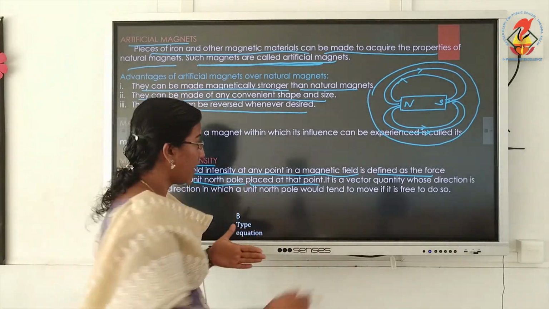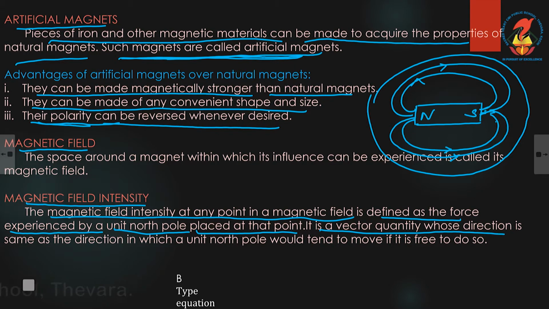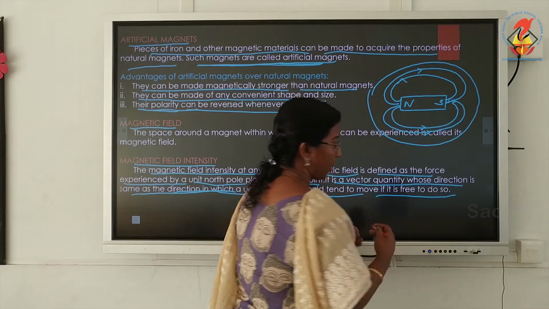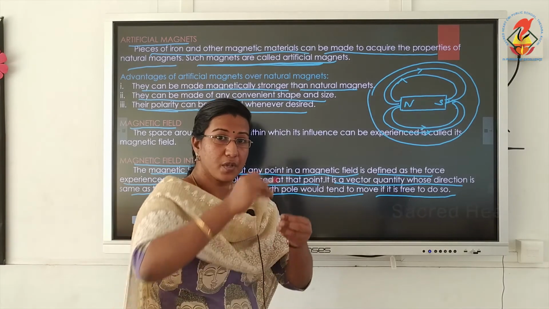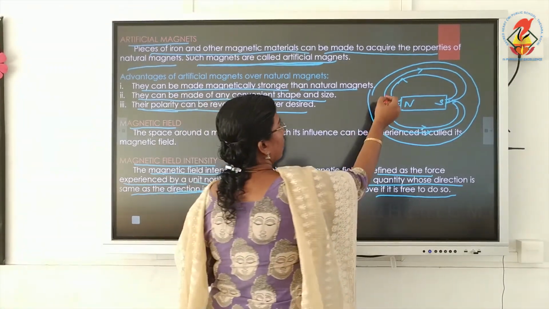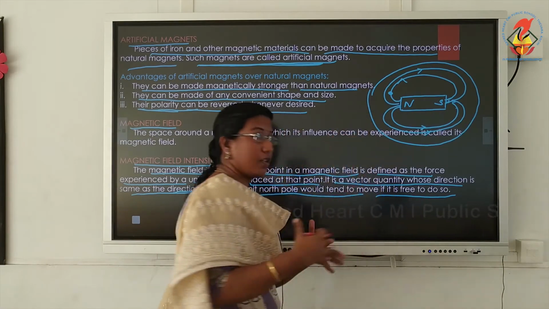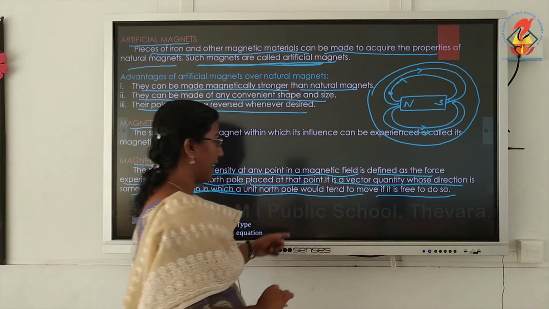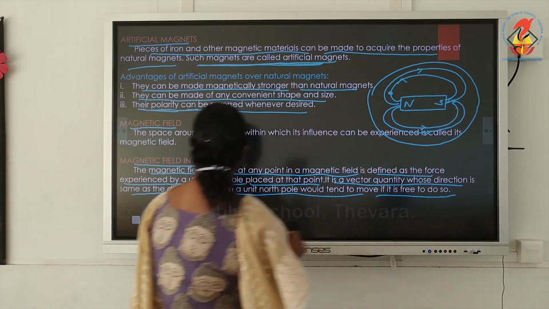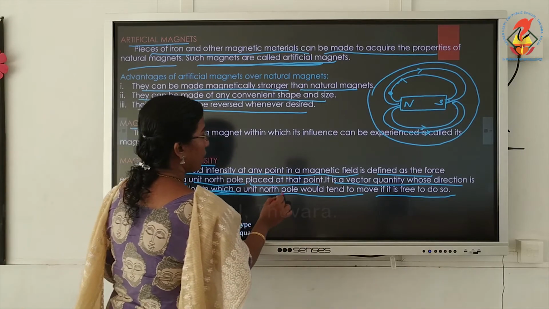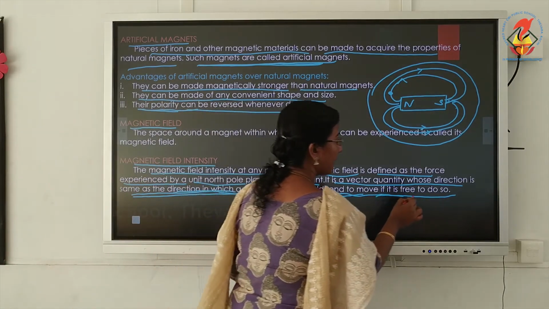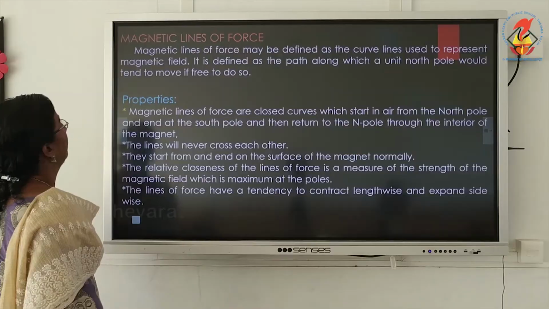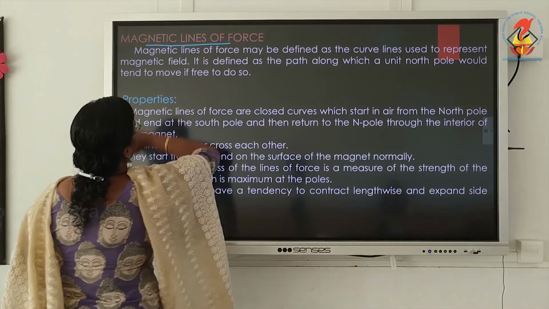It is a vector quantity. So, it has a direction, and its direction is the same in which a unit north pole will tend to move if it is free to do so. Why? Because we know the direction of the magnetic field is from north to south. If I keep a north pole here, and if the north pole is free to move, it will get attracted towards the south direction. That is why we say it is a vector quantity whose direction is the same as the direction in which a unit north pole will tend to move if it is free to do so. Next one is magnetic lines of force.